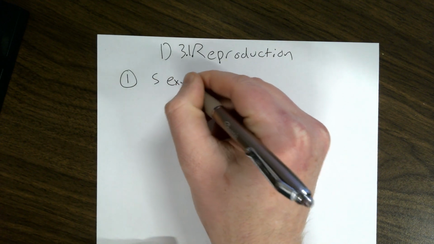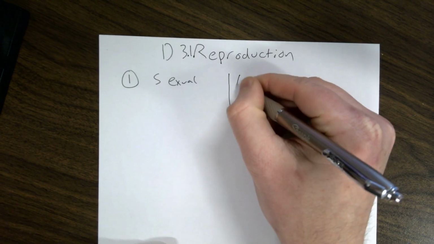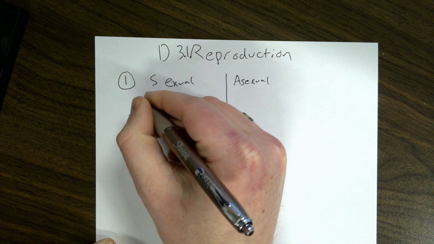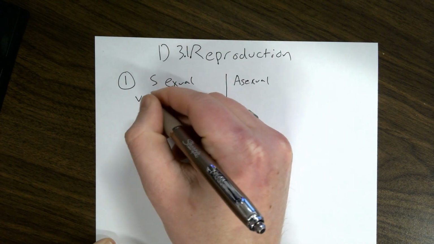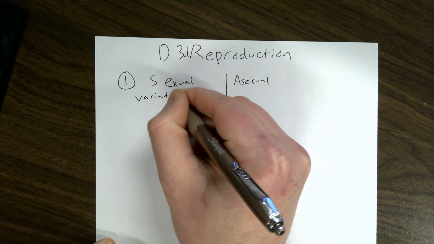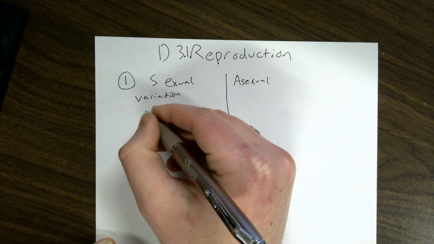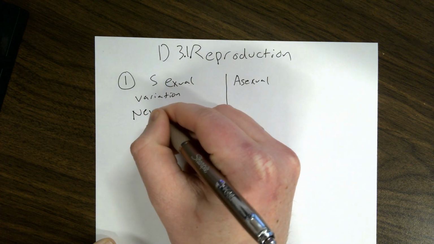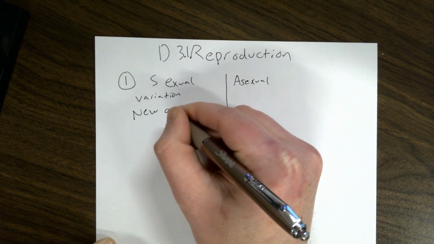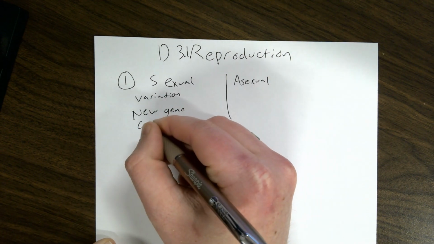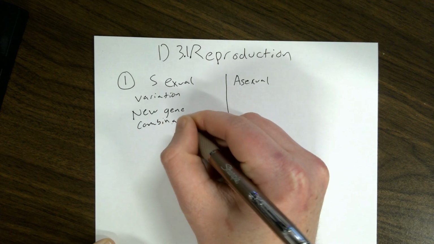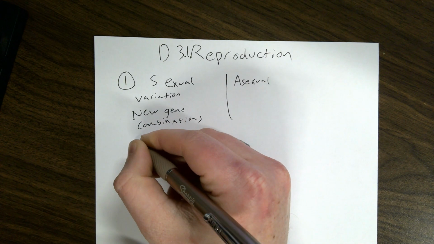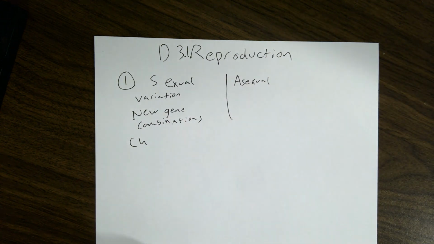It's the difference between sexual and asexual reproduction. In sexual reproduction, you have your variation, right? Sexual reproduction creates variation because you're getting half your chromosomes from one parent and half from the other. So that variation comes from new gene combinations. It's really probably better phrased as new allele combinations, but that's okay. And so this is good for a changing environment.